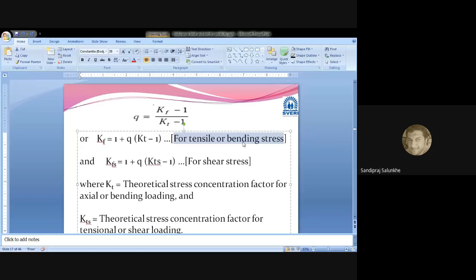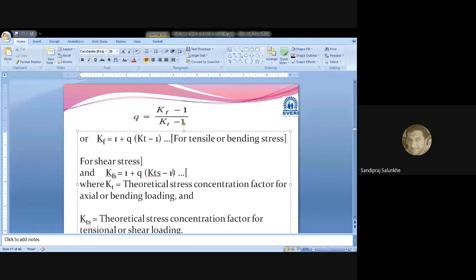Basically, bending is nothing but compressive and tensile. Now, this equation can be used for the tensile, compressive, and bending. We can say tensile includes compressive also. Okay, and we can use this Kfs. Now, this s is additional here, and that is for the shear stress. Okay, now we have not calculated anything for the shear here, but we can use it as it is for the shear.